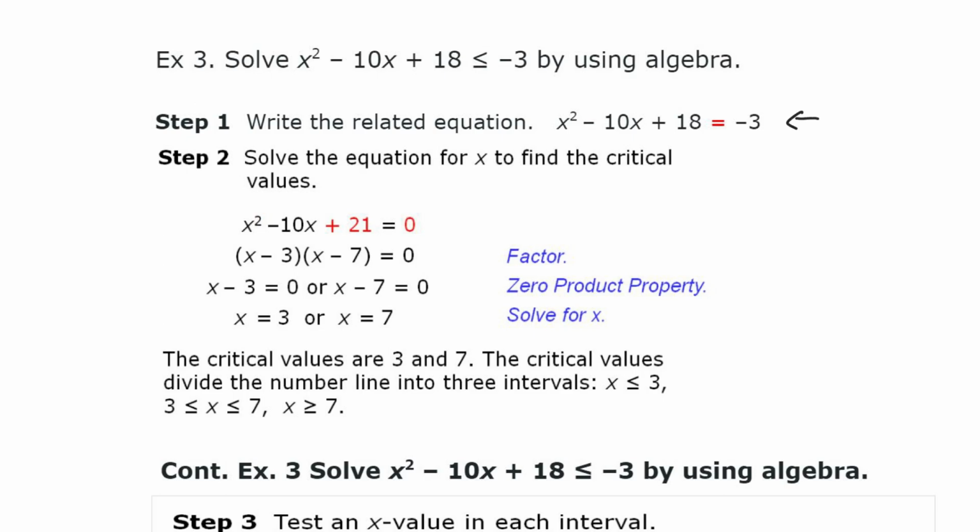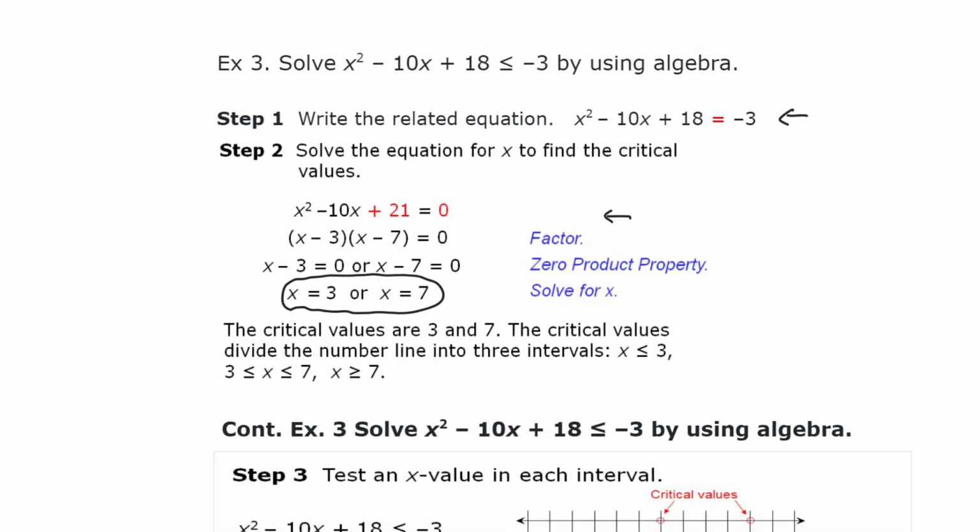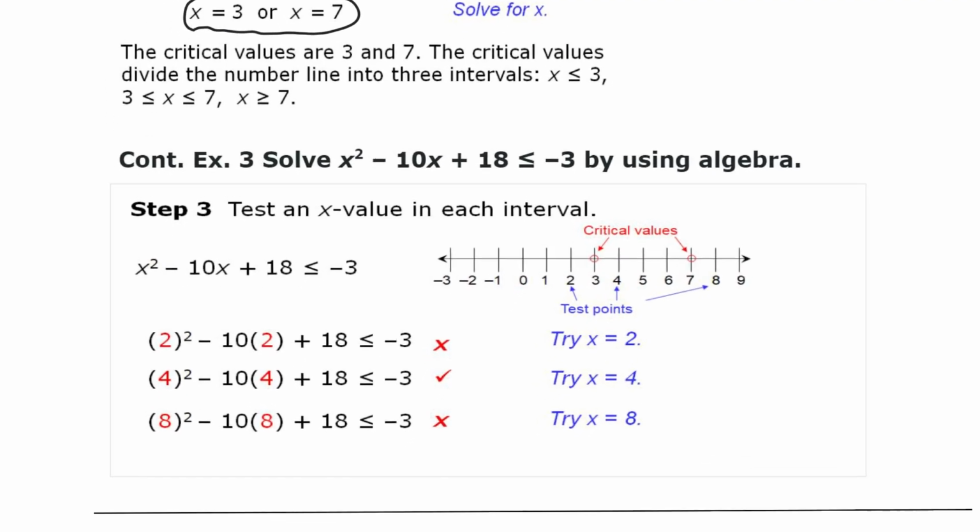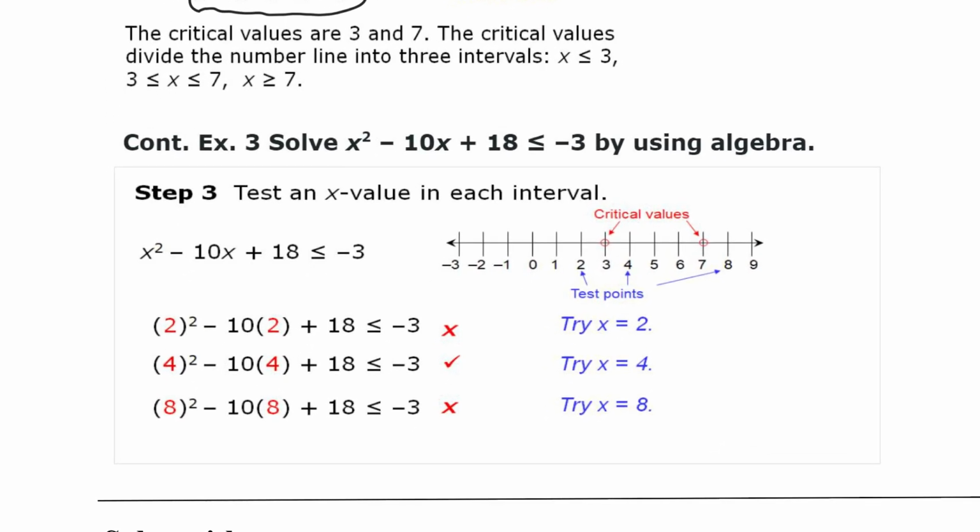And then you're going to factor. You're going to go through the steps of factoring, and you notice that you have x equals 3 or x equals 7, and we call those critical points. That's going to help us figure out what the solution is. So here are my critical points.